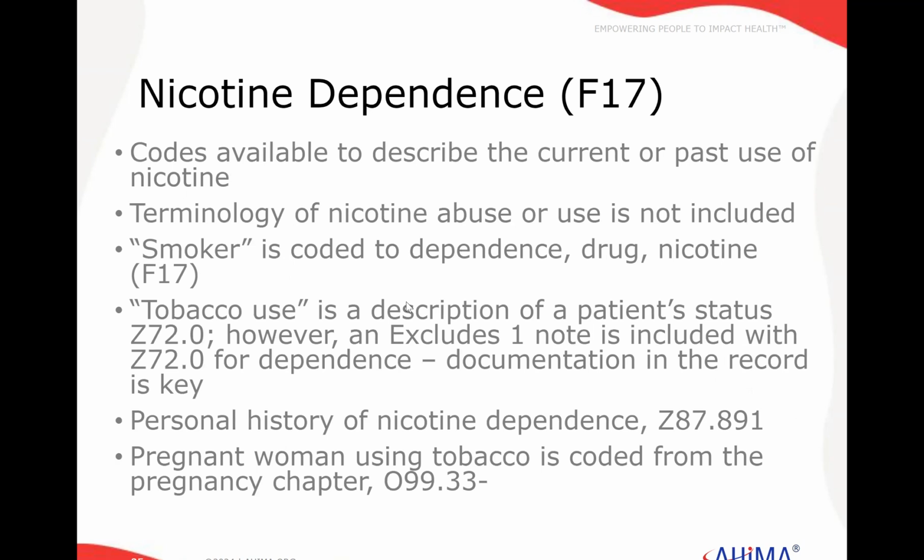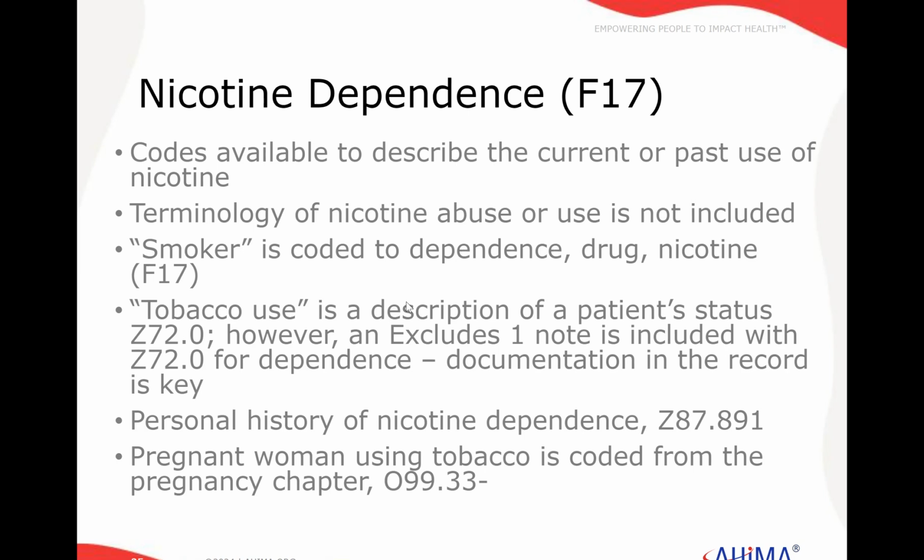Nicotine dependence is a little bit different. This is used to describe current or past use of nicotine. So anytime we see the term smoker in a note, it's coded to dependence. Dependence main term, drug, and nicotine. Tobacco use is a description of a patient's status. This is Z72.0. There is an excludes note that's included with the Z72.0 for dependence. The documentation in the record is what drives the choice of these two codes.